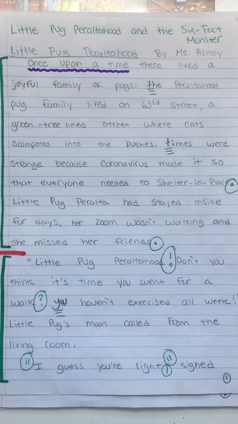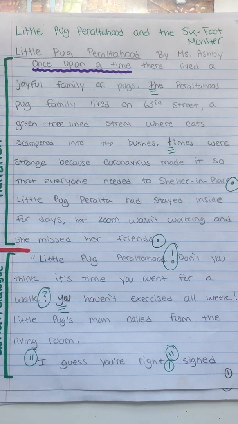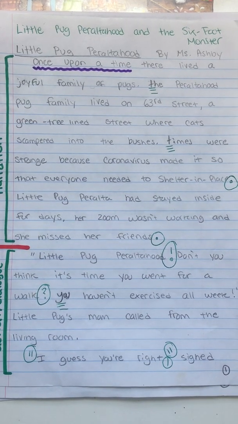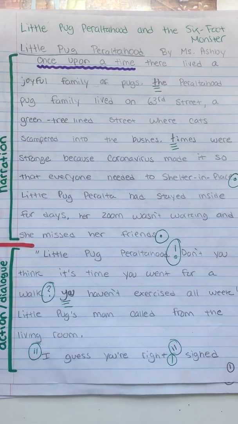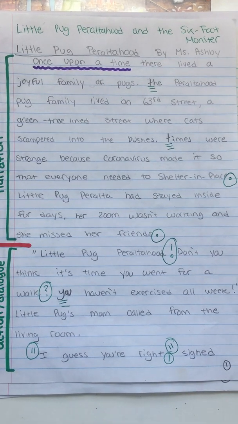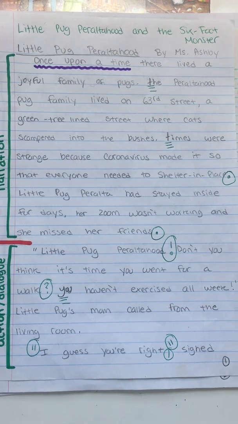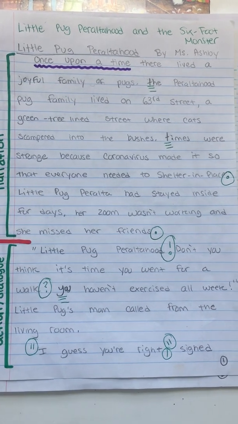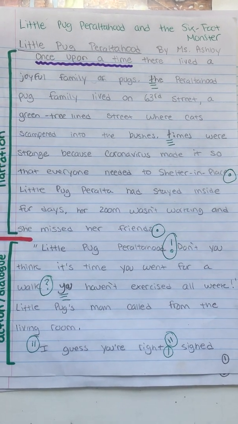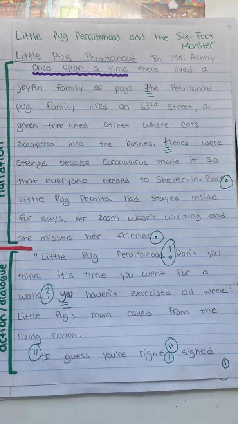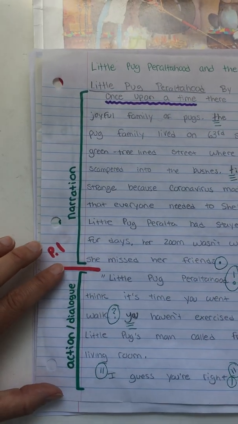Once upon a time, there lived a joyful family of pugs. The Peralta Hood pug family lived on 63rd Street, a green tree-lined street where cats scampered into the bushes. Times were strange because coronavirus made it so that everyone needed to shelter in place. Little Pug Peralta had stayed inside for days. Her Zoom wasn't working, and she missed her friends. So that's going to be page 1.